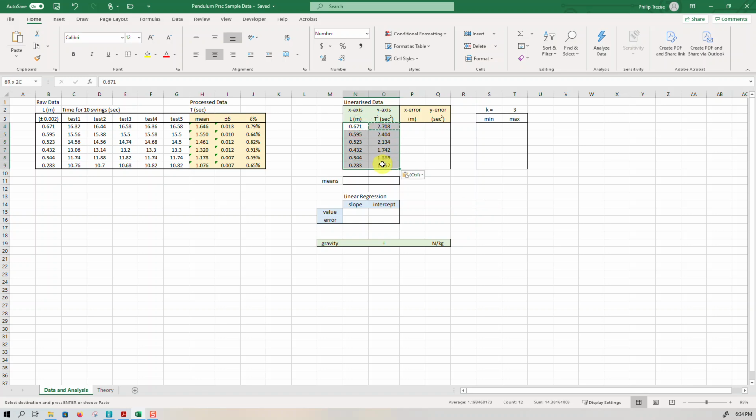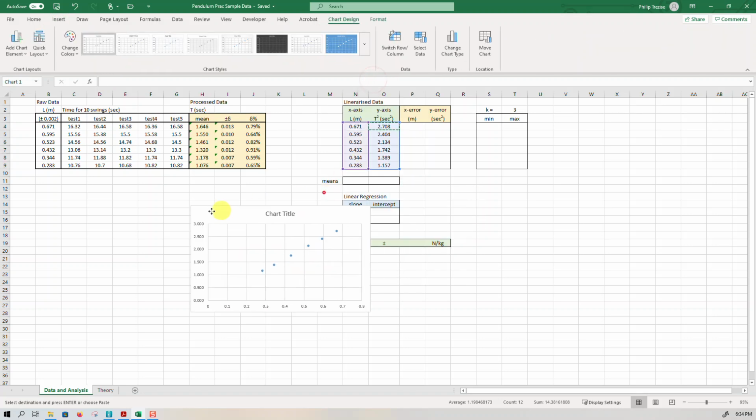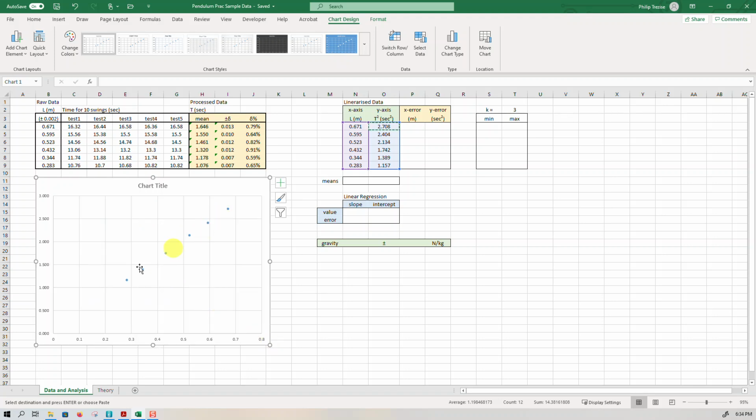Now, I think I'm going to plot that straight away. So I highlight the 2 sets of numbers, x in the left, y values on the right, insert a scatter chart. Now there'll be a fair bit to do to improve this, but already I can see that that looks like a reasonably good straight line. So that makes me happy. A little bit of cosmetics here.